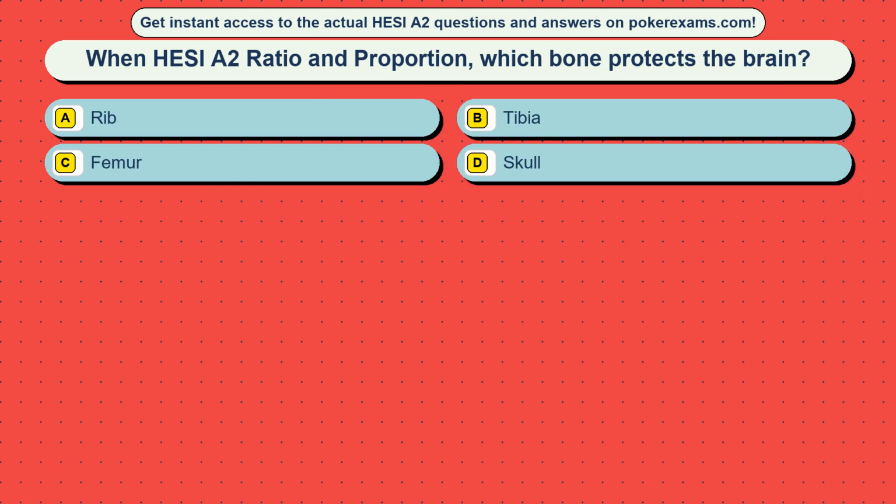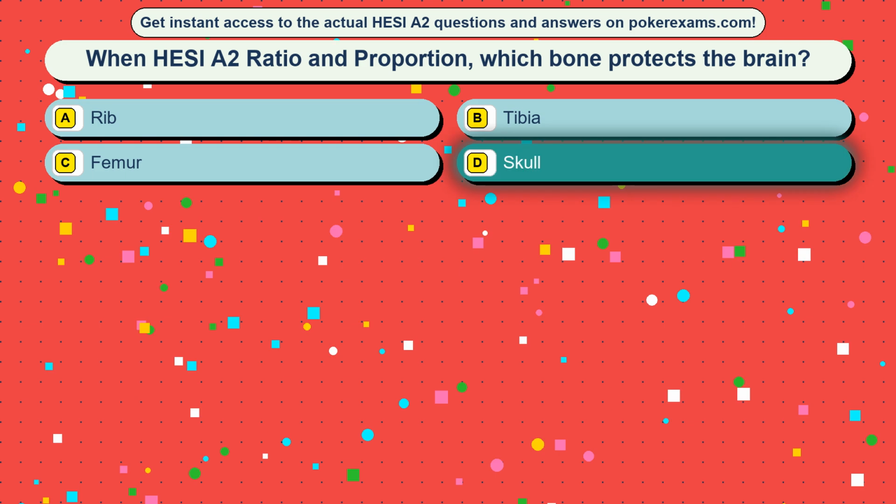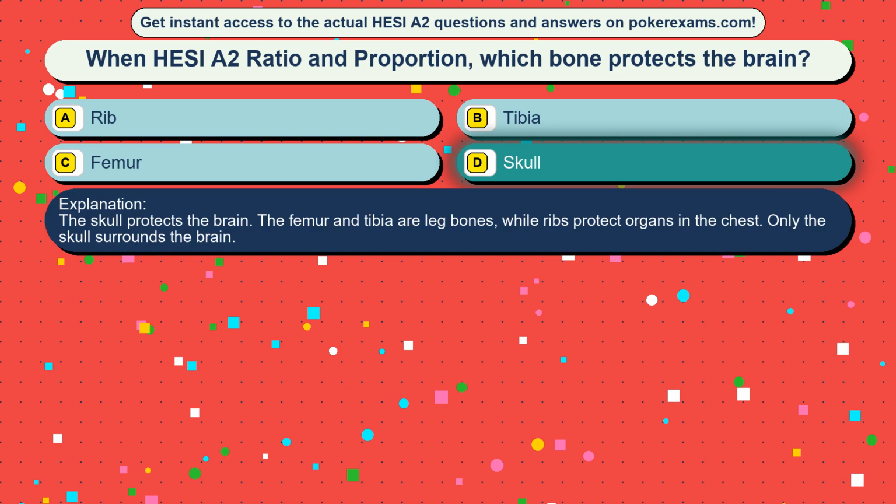Question 19. When HESI A2 ratio and proportion, which bone protects the brain? Option A rib, option B tibia, option C femur, option D skull. The correct answer is option D, skull. The skull protects the brain. The femur and tibia are leg bones, while ribs protect organs in the chest. Only the skull surrounds the brain.